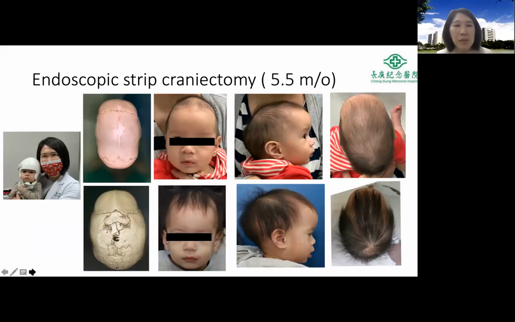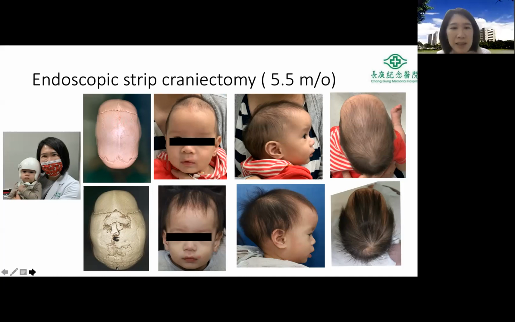This patient came to me quite late. However, after discussion, we still decided to do the endoscopic strip craniotomy. It's about 5.5 months old. For this case, we used a helmet. For the previous two cases, we didn't use the helmet because after discussion, the patients were reluctant to have the helmet. However, for this patient, we suggested the helmet because he came to us quite late. So after 3 helmets, the picture below is about 1 year old.